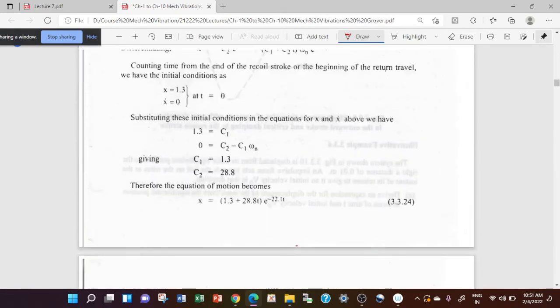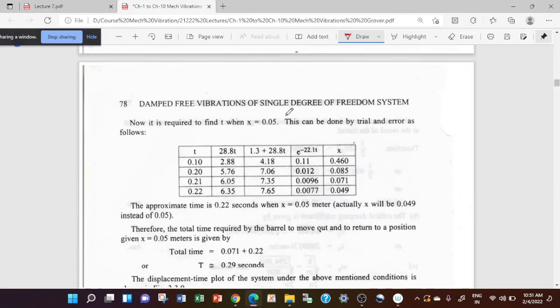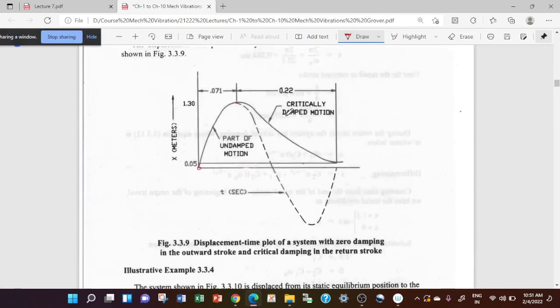If you remember, this is your 0.284 second. So 1/4 of this time period is given by 0.01071 second. This is basically the outward stroke of the recoil of the barrel. So here this is the 1/4 cycle, or outward stroke, from 0 to 1.3 meter.